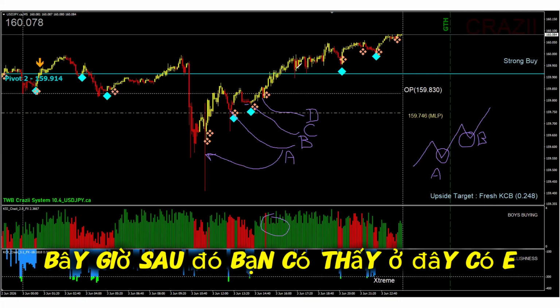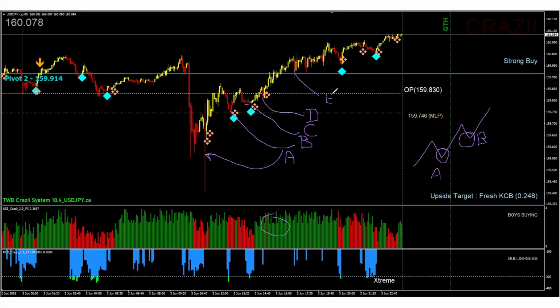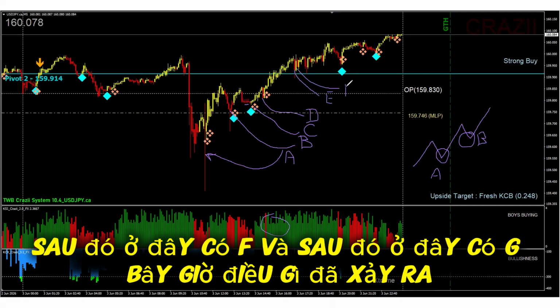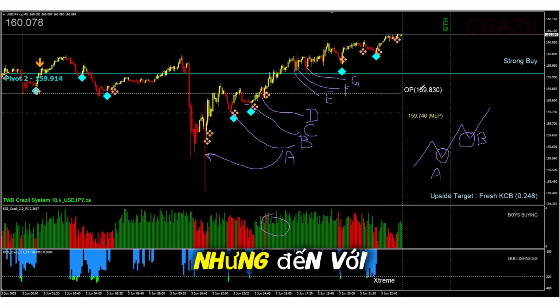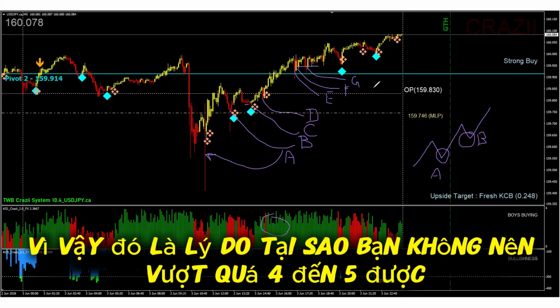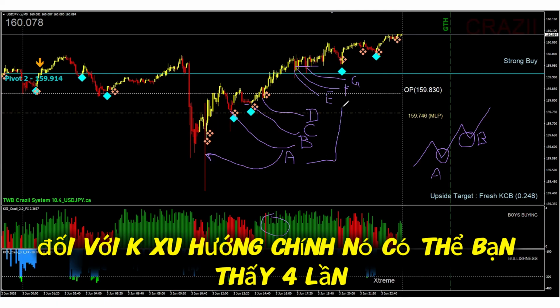Now, after that, do you see here got E, then here got F, and then here got G. Now, what happened is that E and F are still valid K trend movement. But G has spoiled the whole party. So that's why you shouldn't be going beyond 4 to 5 for K trend itself.